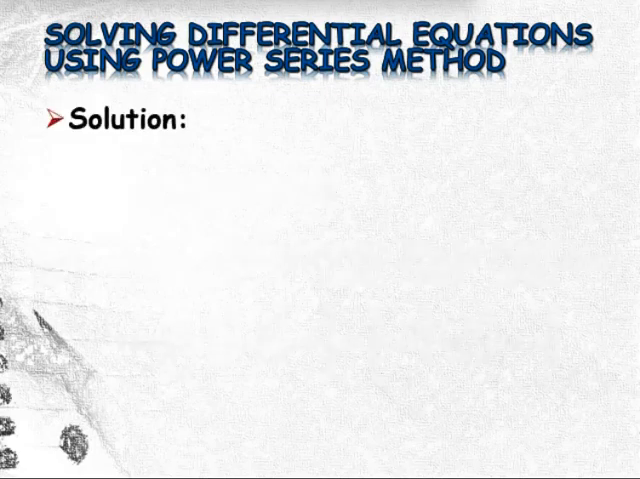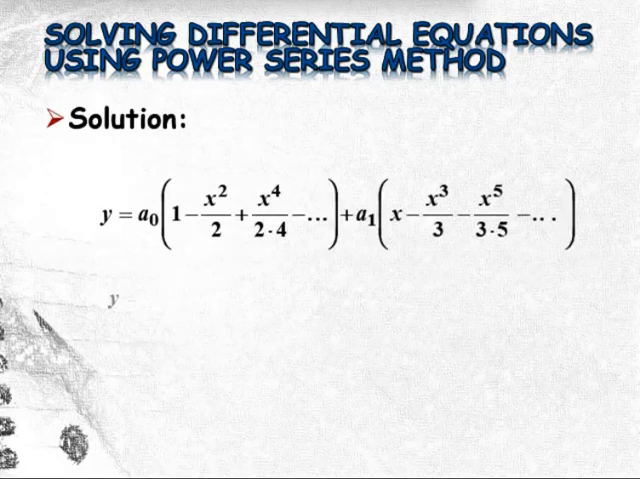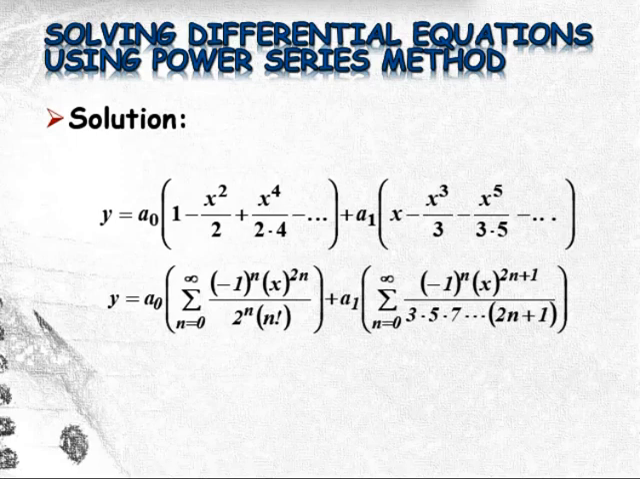Rewriting the expression, you will end up with the sigma notation. That is, y equals a sub 0 times the summation from n equals 0 to infinity of negative 1 to the n, x to the 2n over 2 to the n times n factorial, plus a sub 1 times the summation of negative 1 to the n, x to the 2n plus 1 over 3 times 5 times 7 up to 2n plus 1, from n equals 0 to infinity.